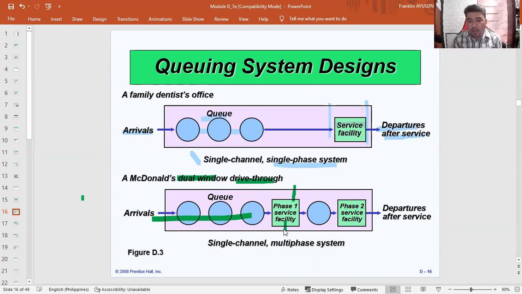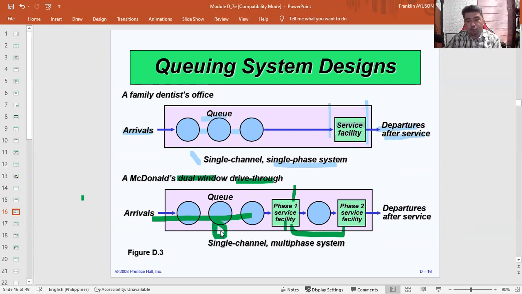So service facility 1. Tapos pupunta na ngayon doon sa service facility 2. So dito ngayon yung magbabayad ka na sa cashier. Tapos yung service facility 3, pipick up mo na yung order mo. So actually, posibleng naglagay na sila rito. Yan yung 1, yan yung C or 0, let's say 0.